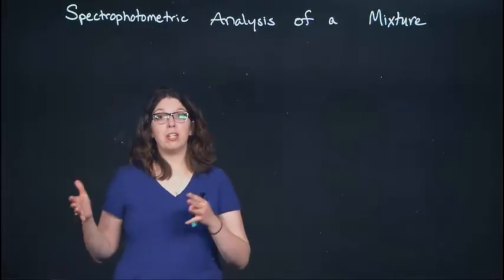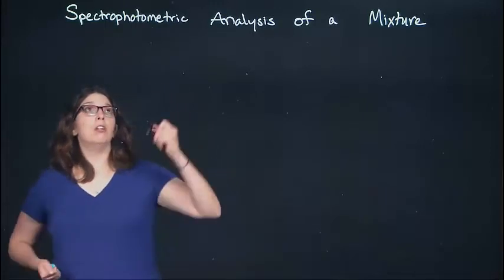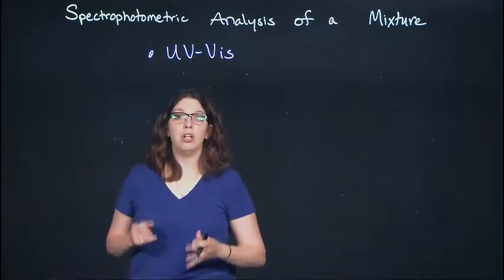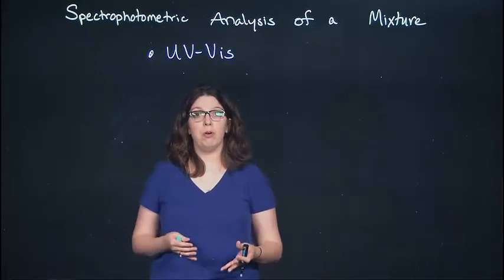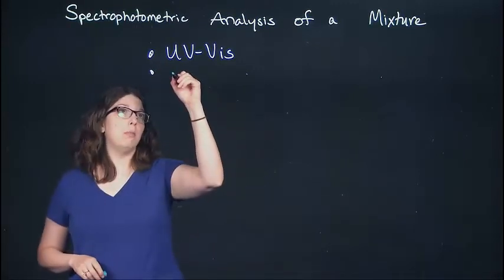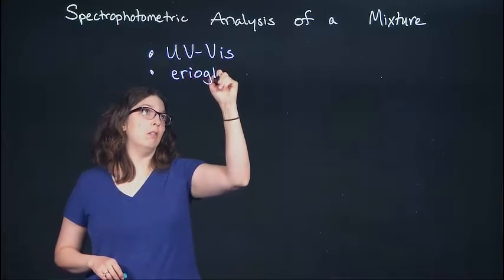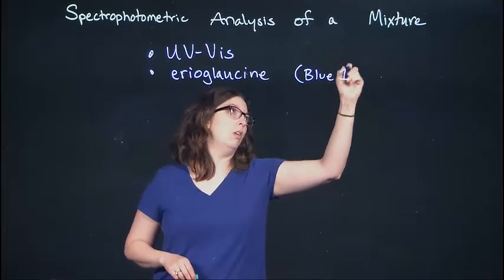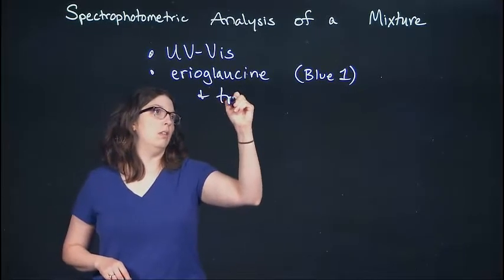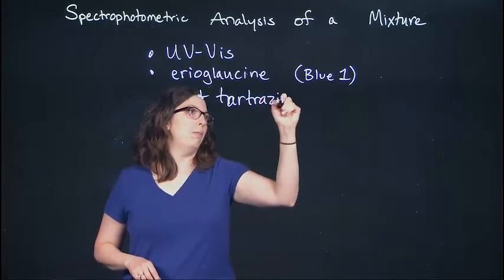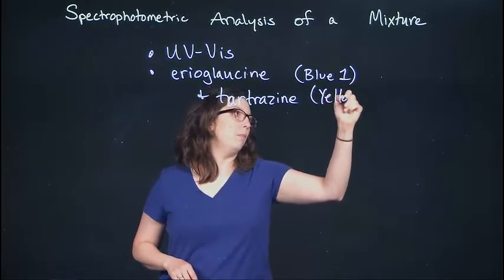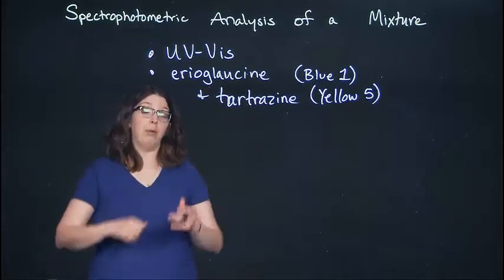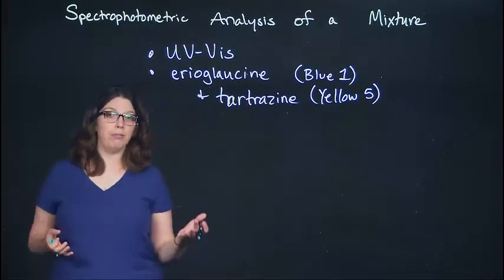For the spectrometric analysis of a mixture experiment, you're going to use UV-vis spectroscopy to measure the concentration of two components in a mixture. And those two components are erioglaucine, which is blue number 1, and tartrazine, which is yellow 5. These two substances are common food dyes.